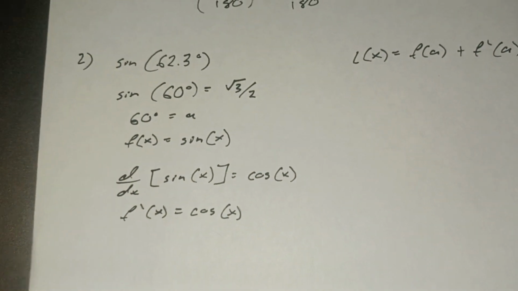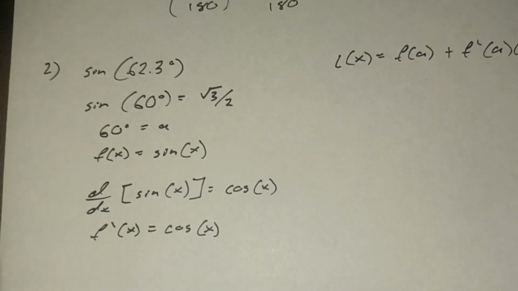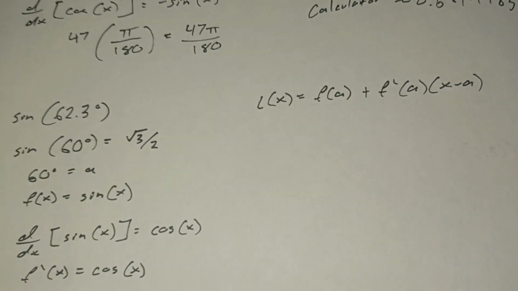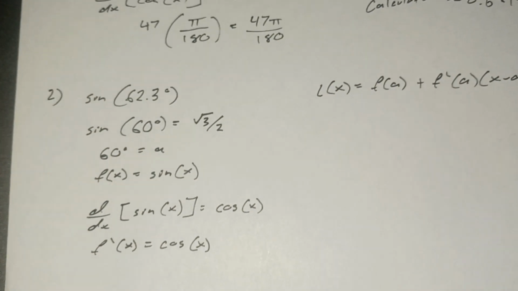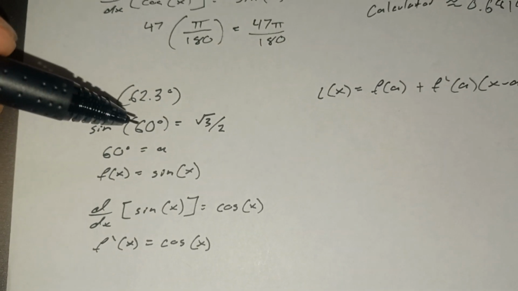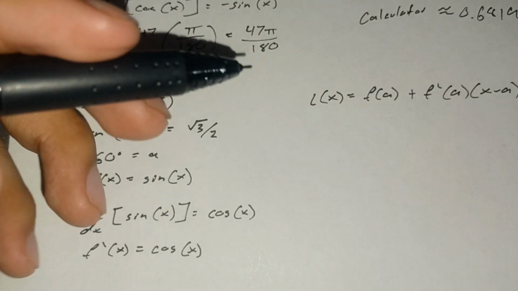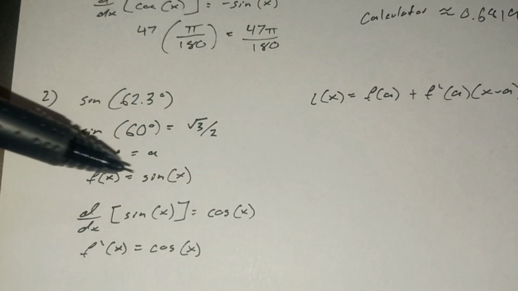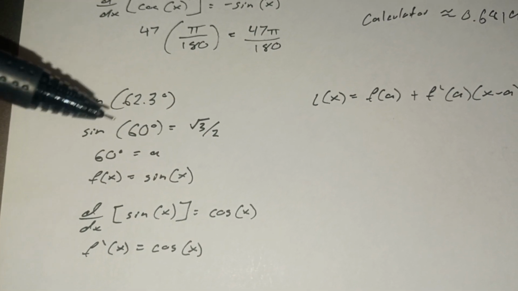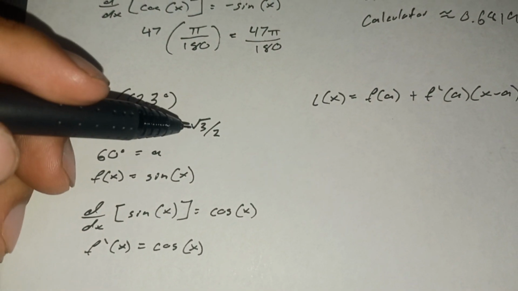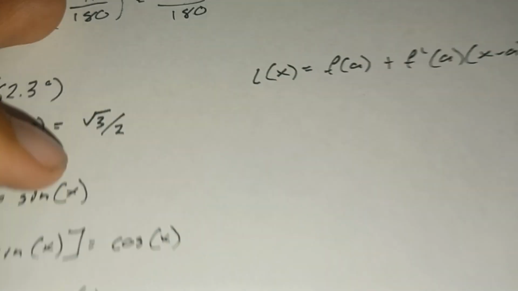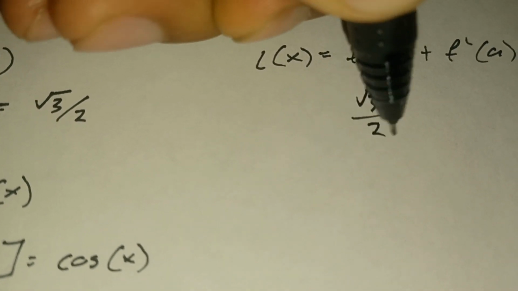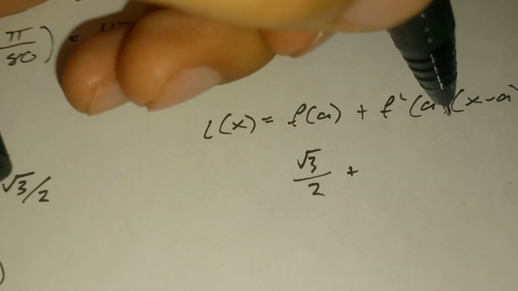So now, this is just labeling. It's not that important. Okay, so we have f prime of x equal to cosine of x. We have f of a. What did we choose our a to be? We chose our a to be 60 degrees, right? And f of a, which is basically our function. So our function is sine of x. The sine of 60 degrees is, as we already established, root 3 over 2, right? Root 3 over 2 plus the derivative of f of a.